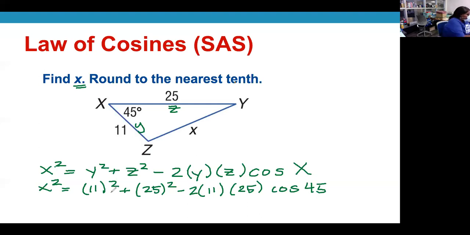Did everybody get 357.09 and some more numbers? Okay, but we're not done because that number is x squared, right? So then you're going to find the square root of that number. So in my calculator, I'm just going to find the square root of the answer. I'm going to show you what you can do real quick.